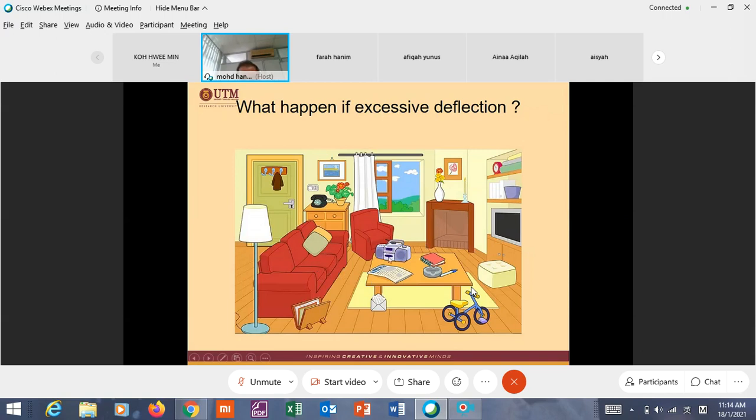This furniture, as you can see here, is in a good position because the slab is perfectly level. What happens if the slab deflects? This furniture will move here and there. And what happens if the beam deflects? The floor, the wall will crack, and the window cannot shut properly, and so many problems.